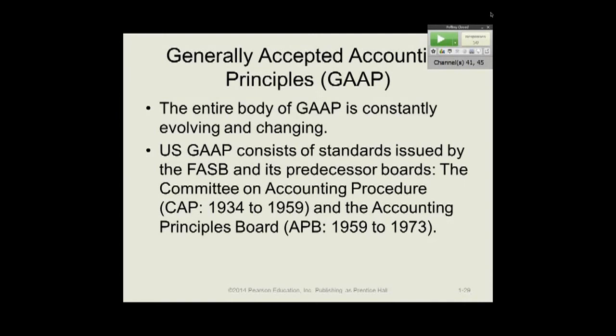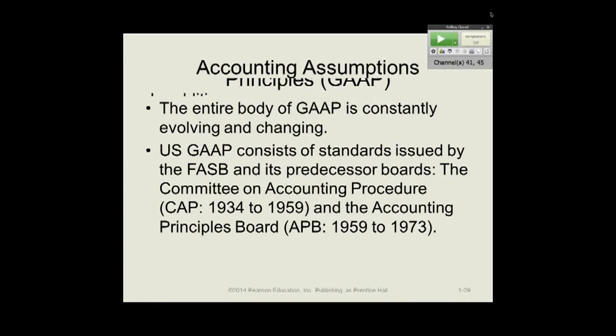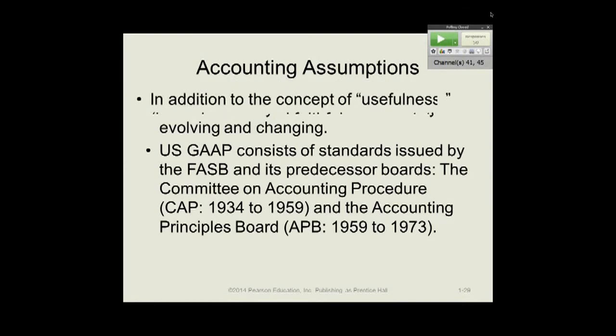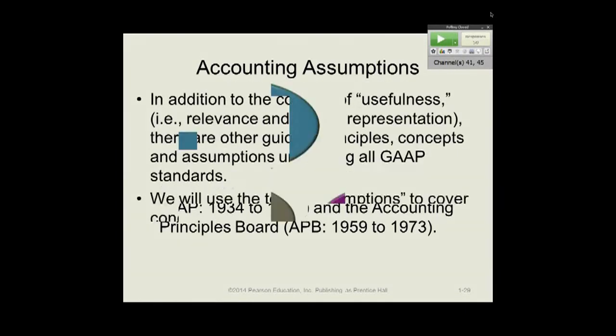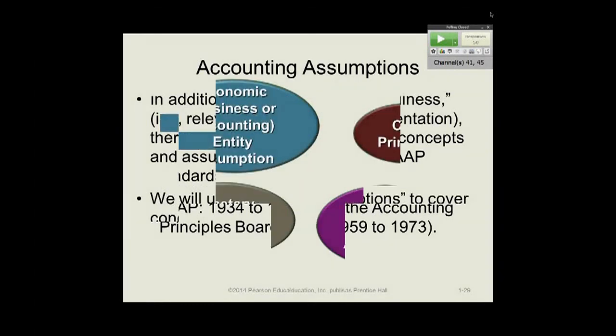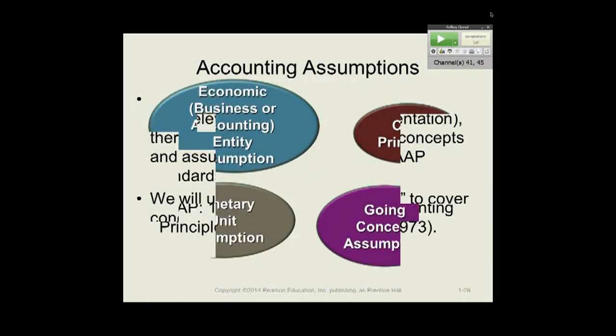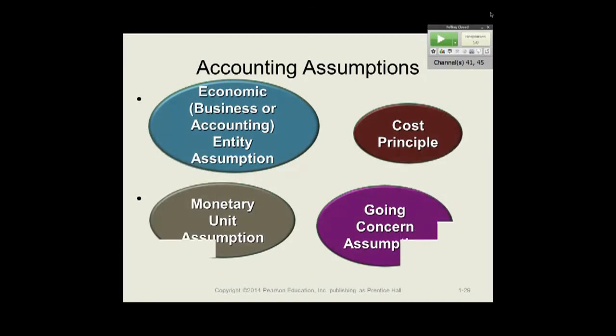Now, aside from the idea of relevance and faithful representation, these are some accounting assumptions that we're going to cover. Now, these are important. This is part of the theory. We talked about theory on exams. So these are some key principles that govern the information that we have. We have something known as a business or an economic unit or entity assumption, monetary unit, the cost principle, and the going concern concept.